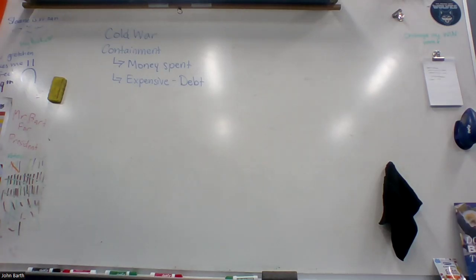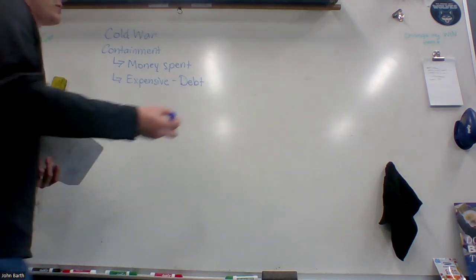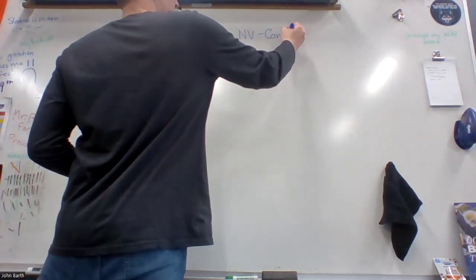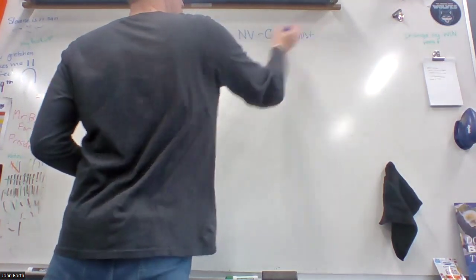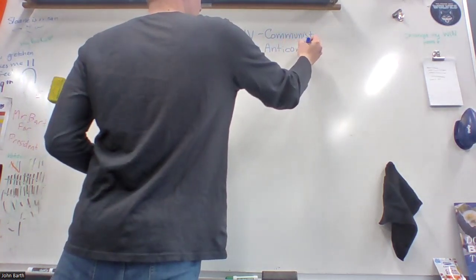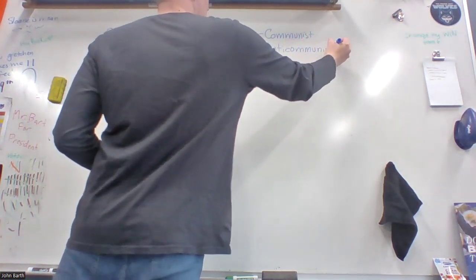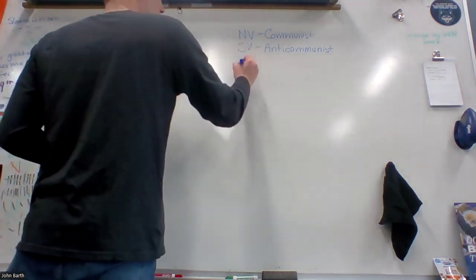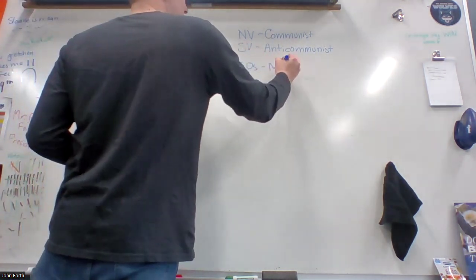So what's happening in Vietnam? Vietnam is split between North Vietnam, which is communist, and South Vietnam, which is anti-communist. And if you look at the pathway through the 1950s and 60s, in the 50s, we're giving money and supplies.